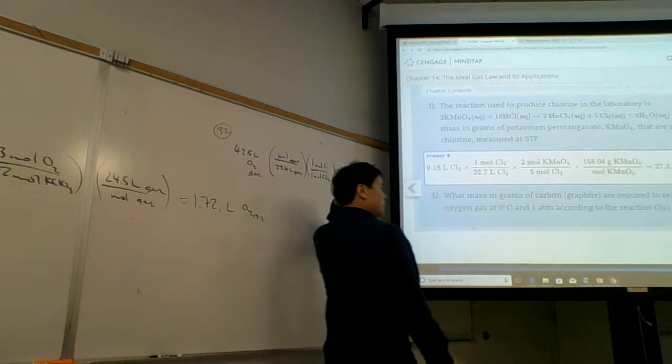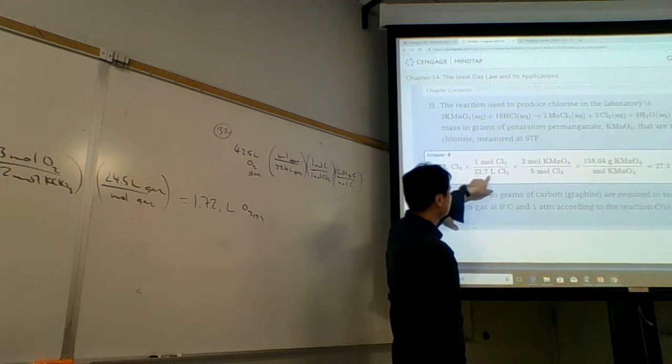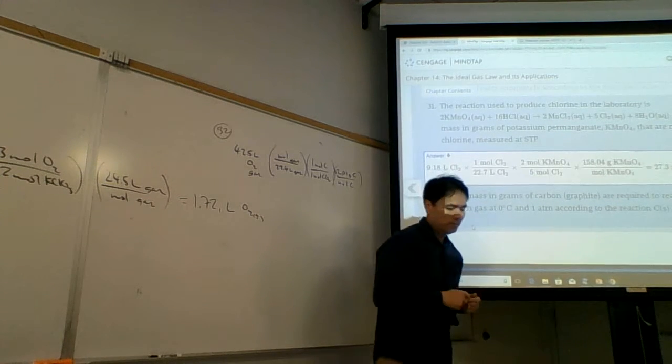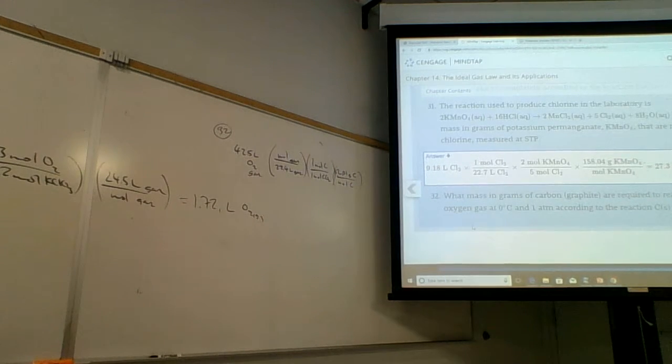This is the old STP, 22.4 liters per mole. This is the one I had to memorize. This is the new STP, 22.7 liters per mole, using bar instead of atmospheres. But again, these two are the most useful for Chem 1A.